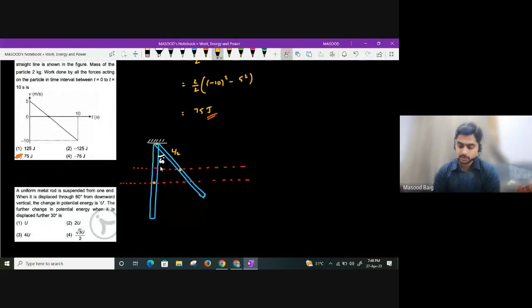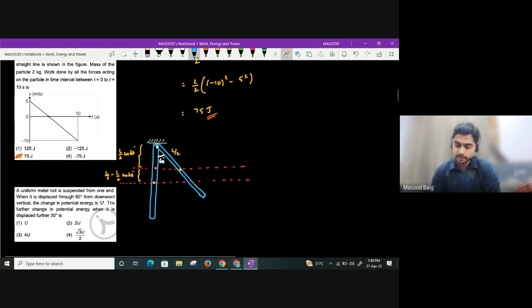This is 60 degrees. What will I get from here to here? From this to this, you will get it as L by 2 cos 60. From here to here, again, it is L by 2. So what will I get this distance as? L by 2 minus L by 2 cos 60, you will get beta. Is that clear? Now what they are saying?